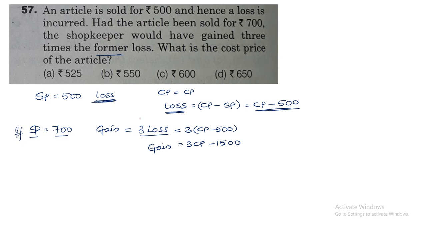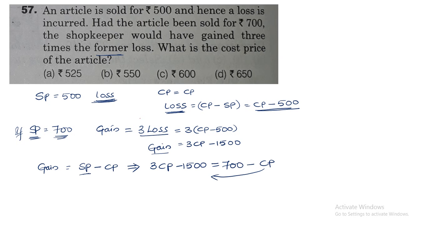And I know the formula for gain, right? So gain is equal to SP minus CP, and I already know the value of gain. So gain I can write as 3 times CP minus 1500, which is equal to, what is SP here? So here SP is 700 minus what is CP? CP we don't know, so let it be the same.